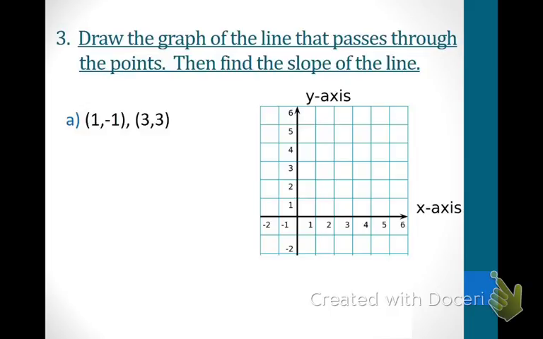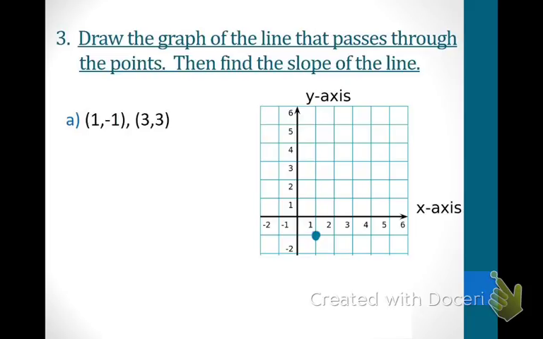Who can come up here and show me where 1 and negative 1 is? Come on up. Right, when plotting a point, where do you always start? Zero. Start at 0, 0. You're always going to start at the origin. Then you're going to go which way? Over to 1 and then down to negative 1. That is correct.